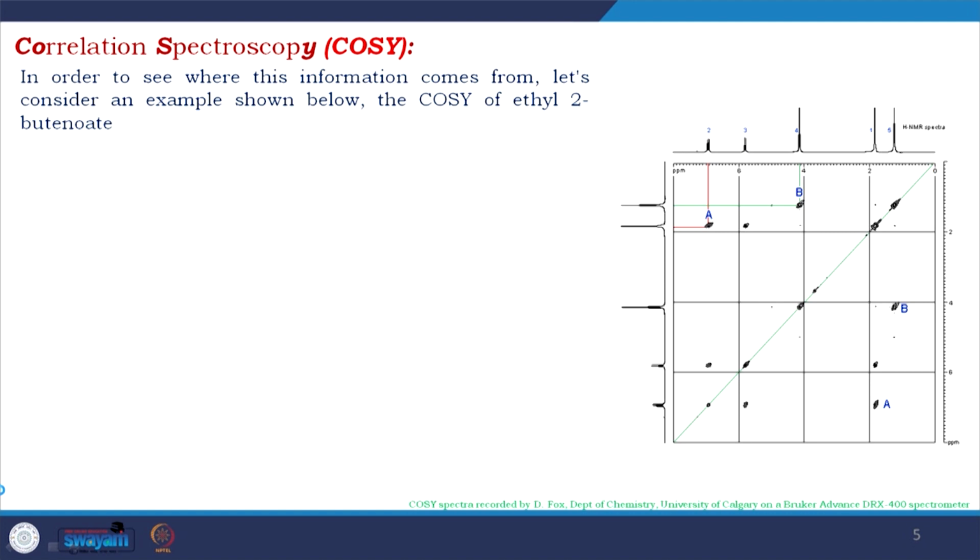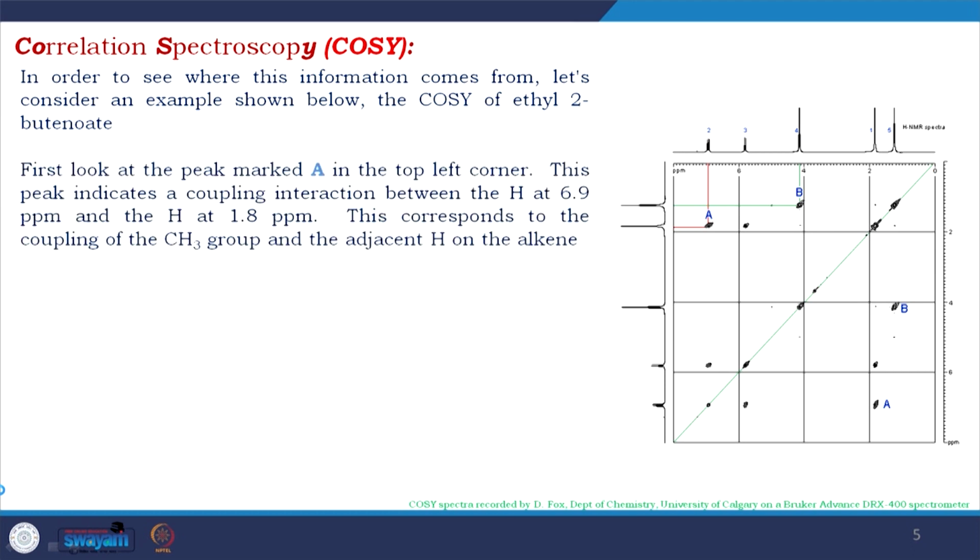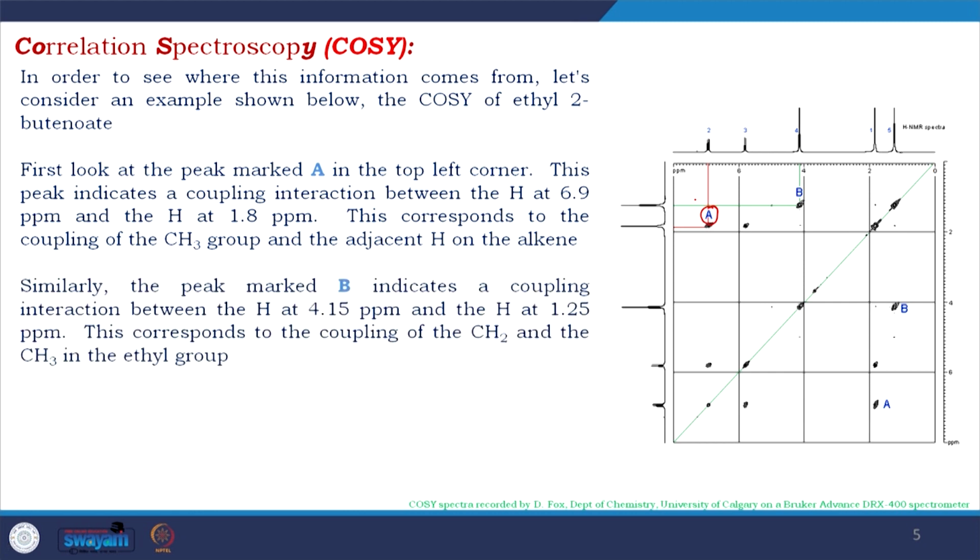In order to see where this information comes from, we consider the example of ethyl 2-butenoate. If you see, there is a cross peak which is A. This peak indicates a coupling interaction between the hydrogen at 6.9 ppm, which you will see here from the values, and another at 1.8. This corresponds to the coupling of the CH3 group, which is at 1.8, and the adjacent hydrogen at 6.9 in the alkene. So, this peak talks about that.